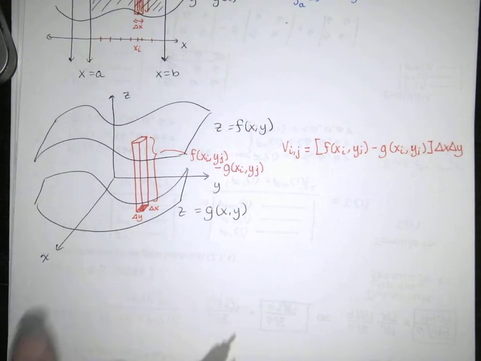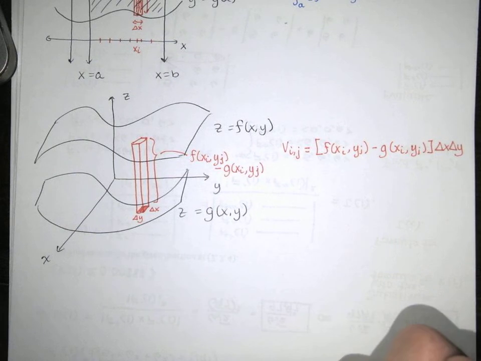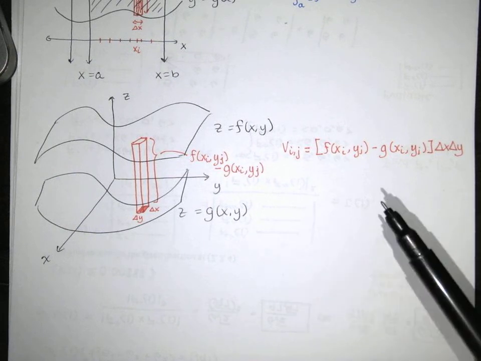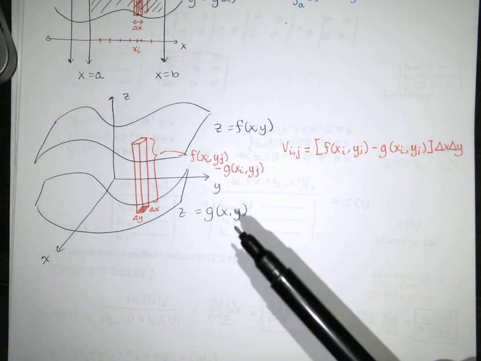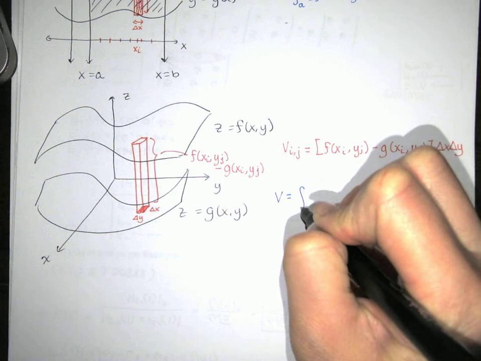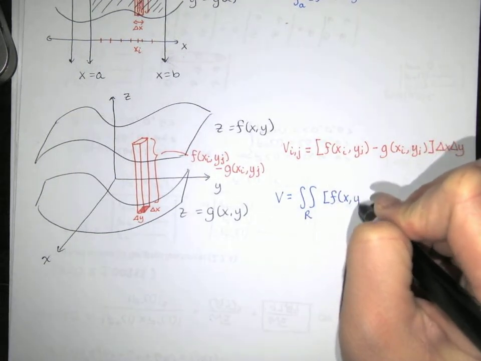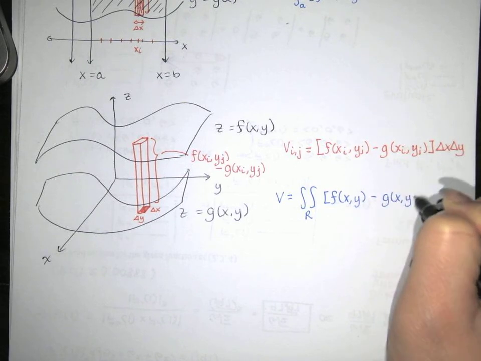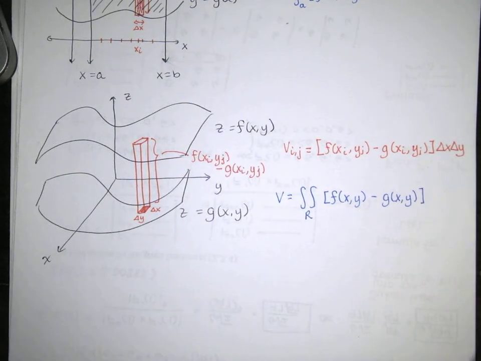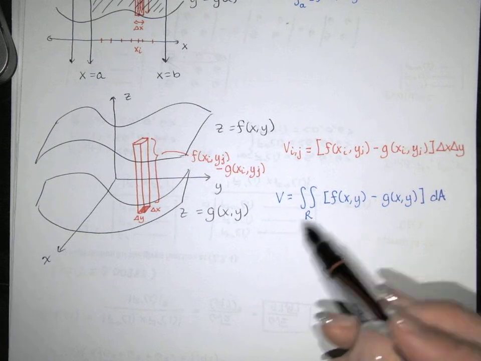And if I want the total volume between the surfaces over the region R, I would take the sum of this as i goes from 1 to n to get all the subdivisions in the x direction, and then take the sum of that as j goes from 1 to m to get all the subdivisions in the y direction. That double sum became a double integral, and we said the volume is the double integral over the region R of f(x,y) minus g(x,y), and in the limit delta x and delta y become dx and dy, and of course you can change the order because multiplication is commutative. Let's just call that dA. Now this is our formula for this section.